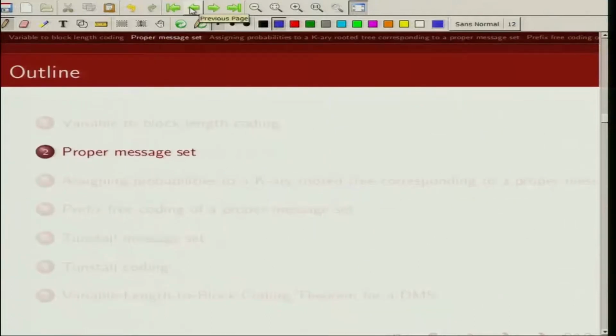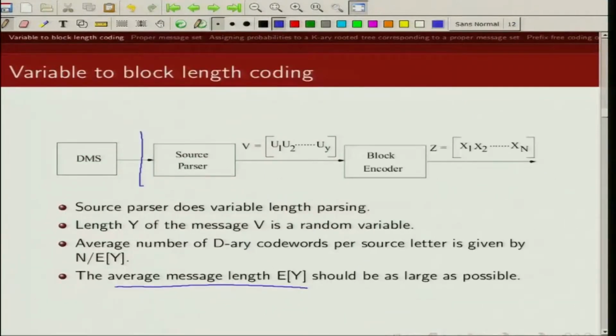Again, recall, basically our objective is to design this. We have a bit stream coming in. We want to divide that bit stream into blocks of data. Now how do I do that? How do I parse the source into blocks of data? And of course, remember that my objective is to maximize the expected value of y, because my code word length n is fixed. So I get compression by mapping large blocks of input data to this code word of length n.